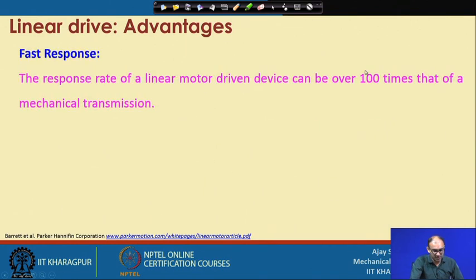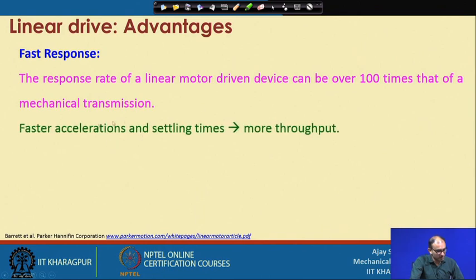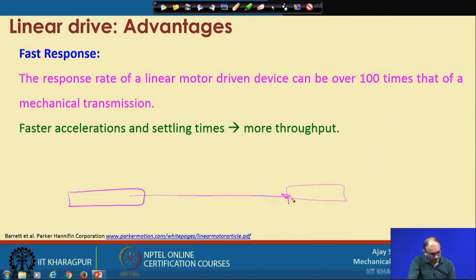Response is very fast here, because it gives a response rate 100 times more than that of the mechanical transmission. That is the advantage here. Because of that, you will get faster acceleration and settling time and more throughput. Suppose you want to move one component from here to here with a speed of, consider, 3 meter per second. Initially it is at rest. From the resting position to reach this particular location, you have to spend some time here.